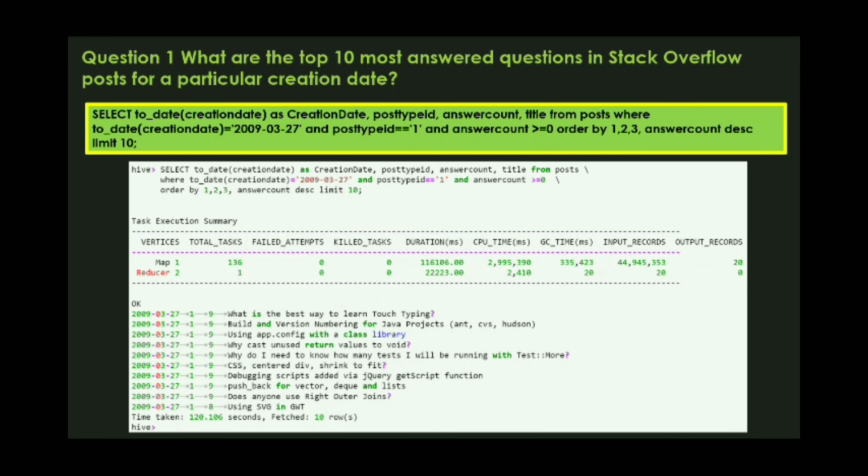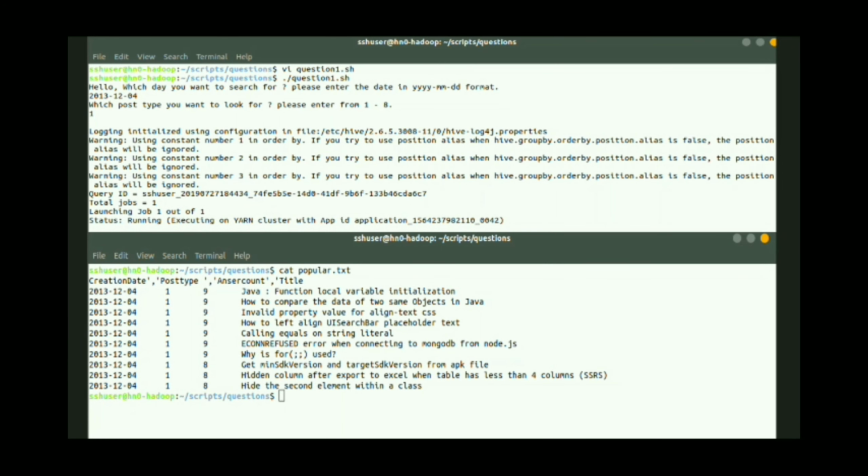We wrote a script which reads input from the user, like date and post type. Then in the background, the Hive query will be executed and the result will be saved into a text file. The first is a screenshot of the script reading, and it shows which date you want to enter and the post types, all. The second screenshot is the output for that.